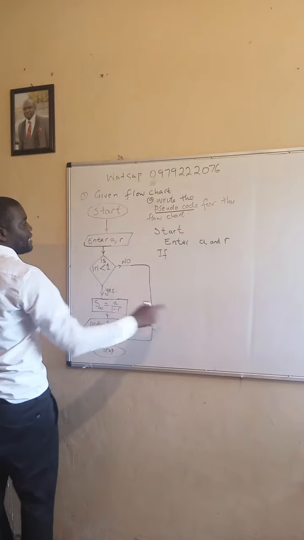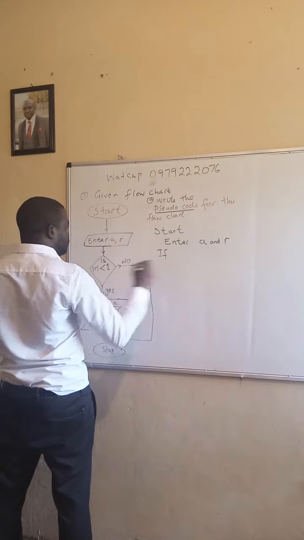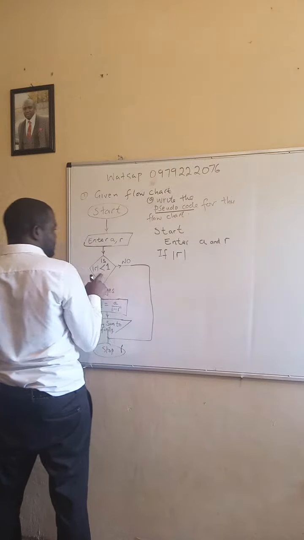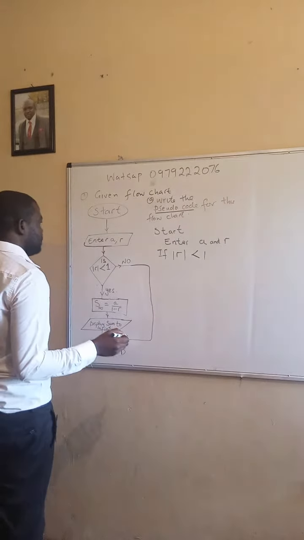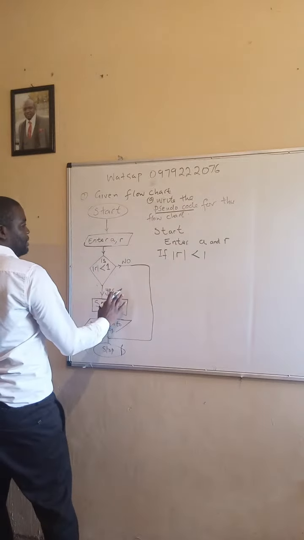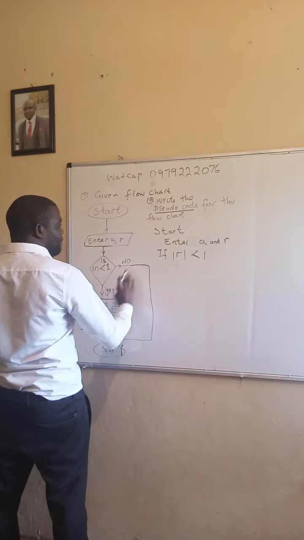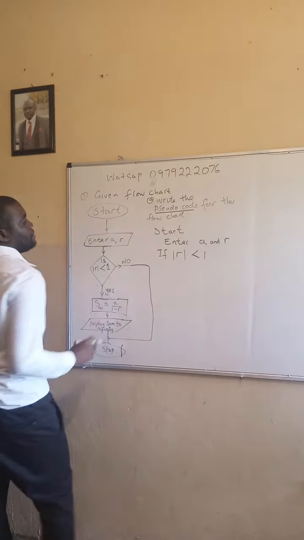So this is the answer. This is a flowchart. So you put your R, you put your modulus, less than 1. And then you check, is there any message here? There's nothing like an error message, display, or retype positive R. So I'll not write that message because it's not indicated here.